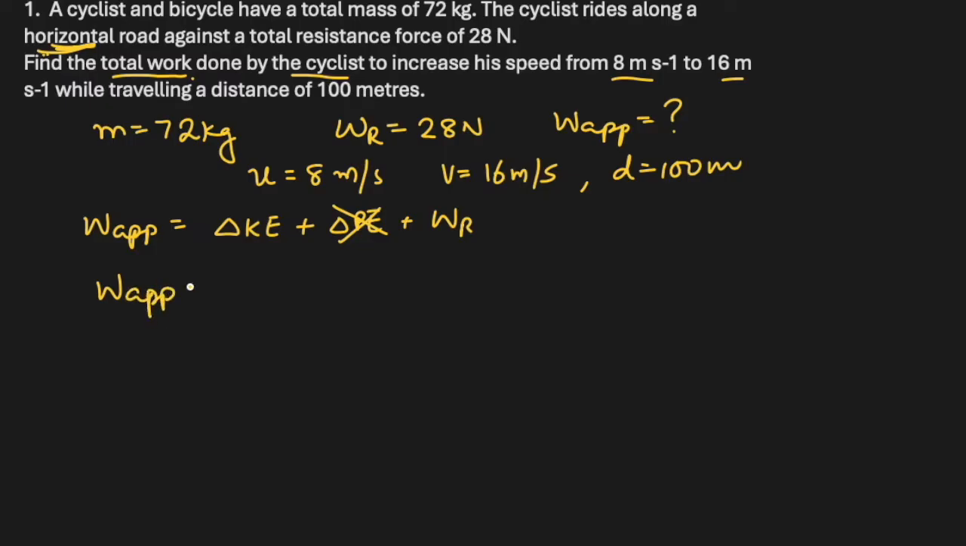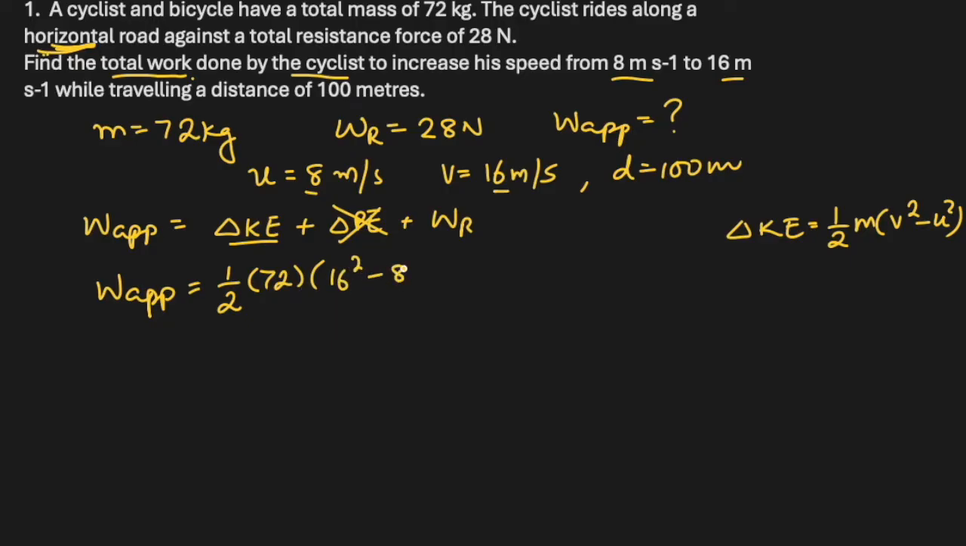So the formula for delta KE, the change in kinetic energy, let me write here: half m times the final velocity squared minus the initial velocity squared. This is the change in kinetic energy which we will be using. So 72 is the mass, the final velocity is 16, and the initial velocity is 8 meters per second. There is no need to change any unit because both are in meters per second.